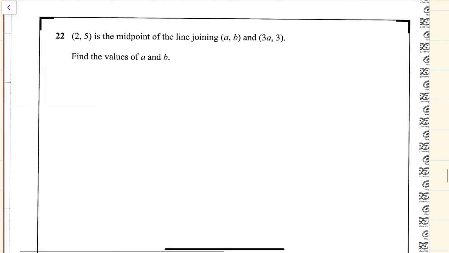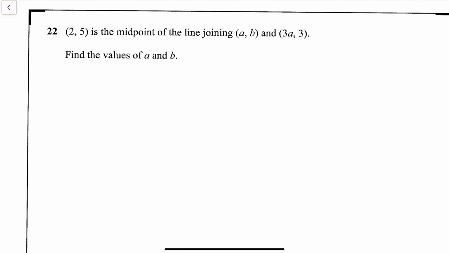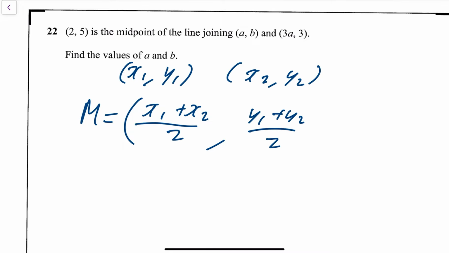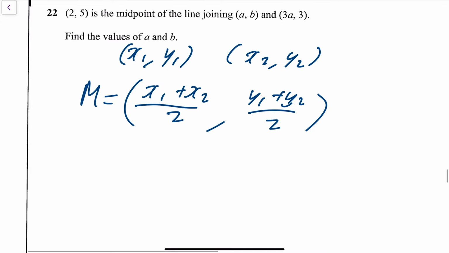Okay, straight lines. (2, 5) is the midpoint of the line joining A and B. Find the values. Okay, right. The formula for the midpoint, if you have two points and those are their coordinates, then your midpoint is (x1 plus x2) divided by 2, (y1 plus y2) divided by 2. So you add the x values and divide by 2, add the y values, divide by 2.